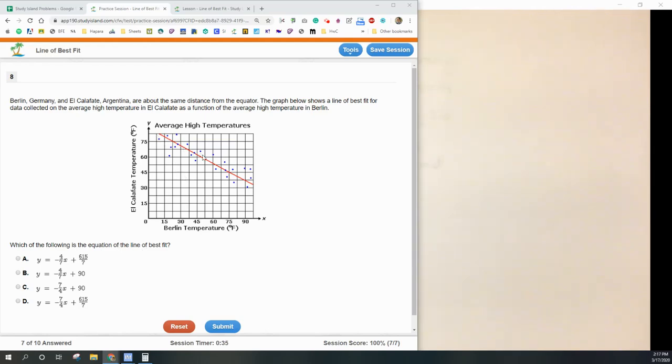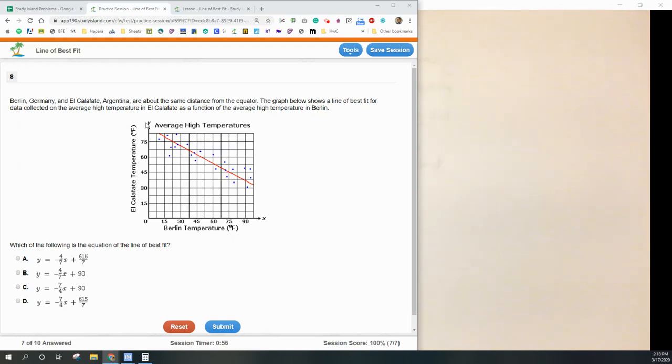So we take a look at this line. The last time we had a problem like this, I said that you should try to identify the y-intercept first because that is the easiest thing to identify. But you may notice that this line doesn't cross our y-axis. It would cross it up here somewhere. It's very difficult to tell because that's off the graph. So we're going to have to identify the y-intercept in another way.